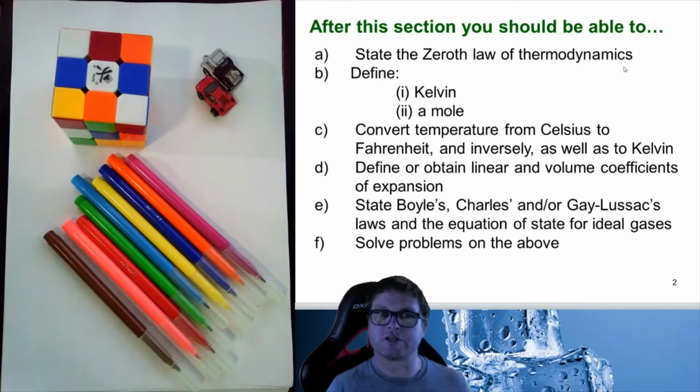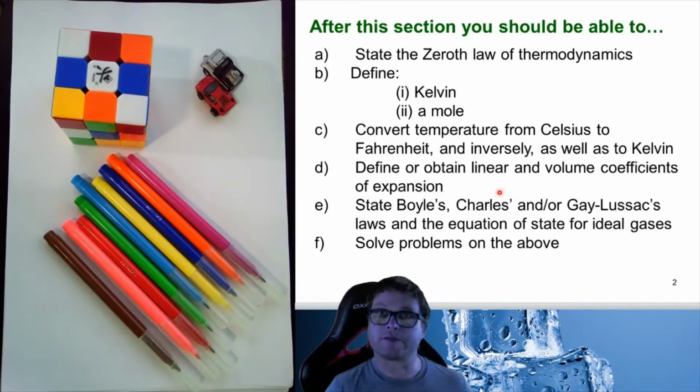Today we're going to be doing some thermodynamics, looking at chapter 19, which deals with temperature, thermal expansion and ideal gases. After this section you should be able to state the zeroth law of thermodynamics, understand what it's saying and how to apply it. We should be able to define what Kelvin is and what a mole is. We should be able to convert temperature between different scales, from degrees Celsius to Fahrenheit to Kelvin. Specifically, working in Kelvin is important.